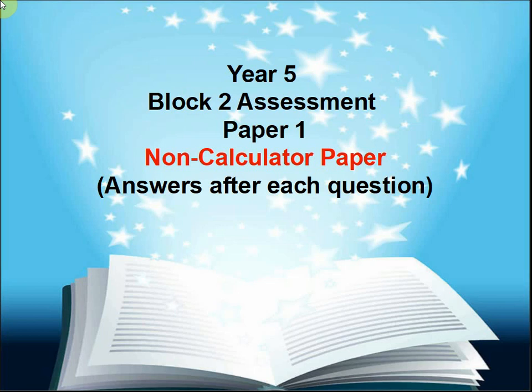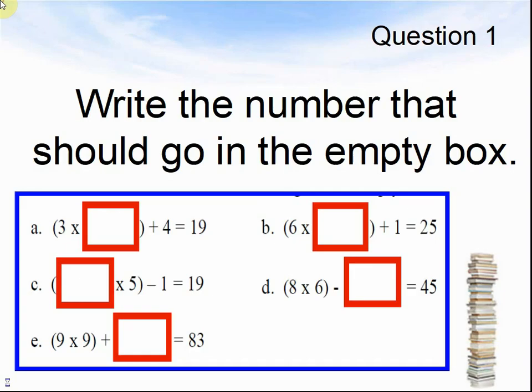Today we're looking at the Year 5 Lock 2 Assessment Paper 1, which is a non-calculator paper. Answers after each question. Are we ready? Let's go. Question 1. Write the number that should go in the empty box.